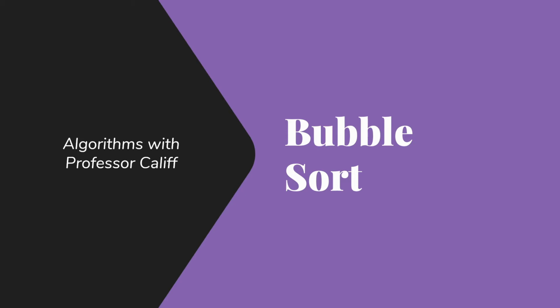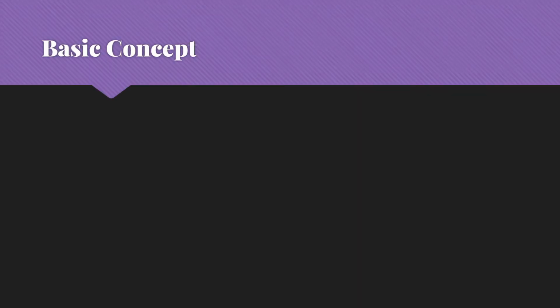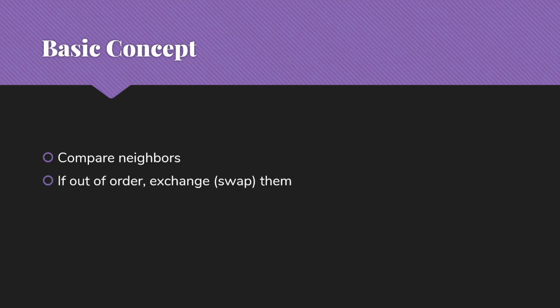Today I'd like to talk to you about bubble sort. So the basic idea behind bubble sort is that we're going to go through the array and look at neighbors in the array. If the two neighbors are out of order, we're going to swap them or exchange them. Note that bubble sort is also sometimes called exchange sort because it's all about looking at these neighbors and exchanging them if they're out of order.